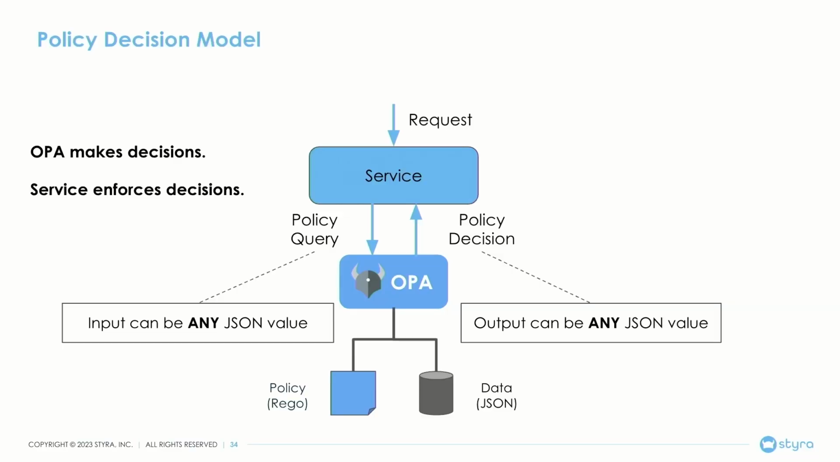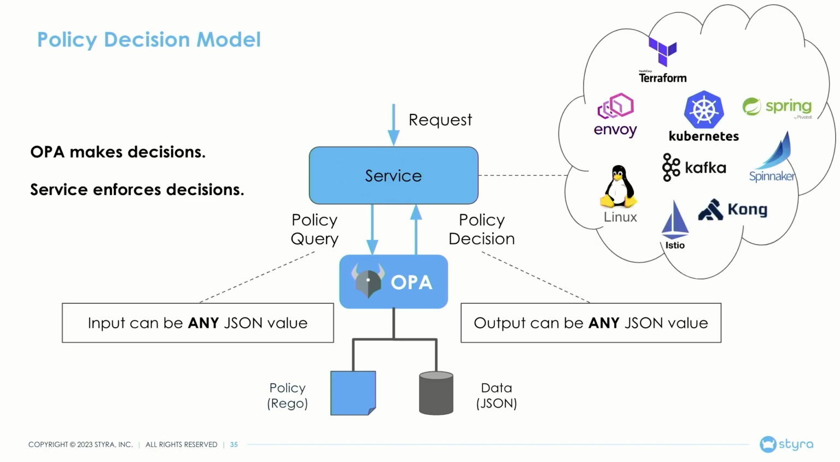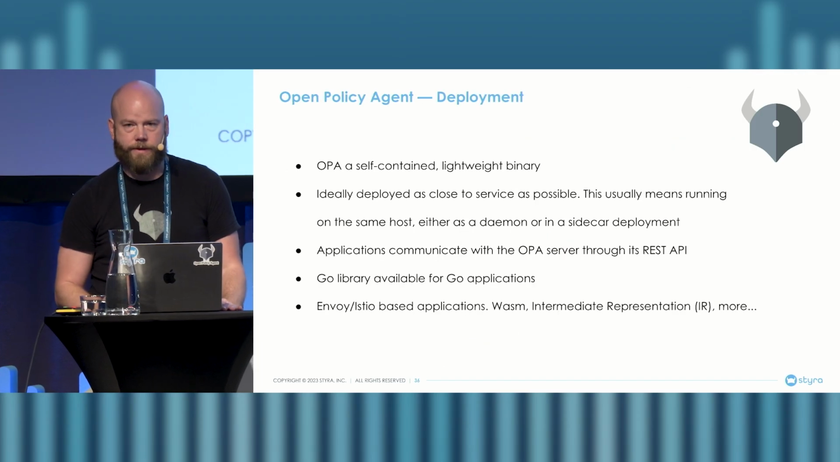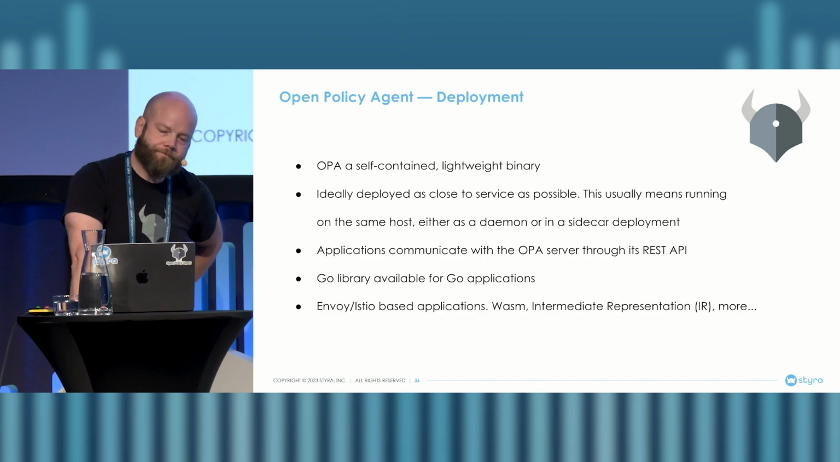It's basically this. You have a service taking in a request, and when we say service, again, a broad definition, it could mean anything, really. That service, instead of providing an answer itself, queries OPA for a decision, and the query is just JSON, and the output is also just JSON. So anything that can handle JSON can basically work with OPA.